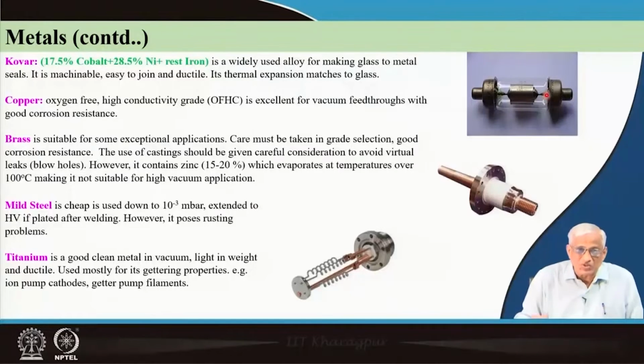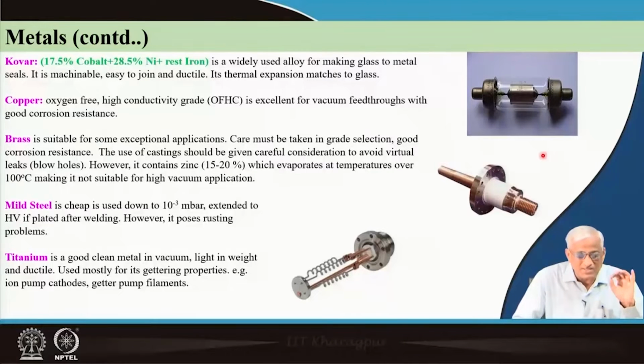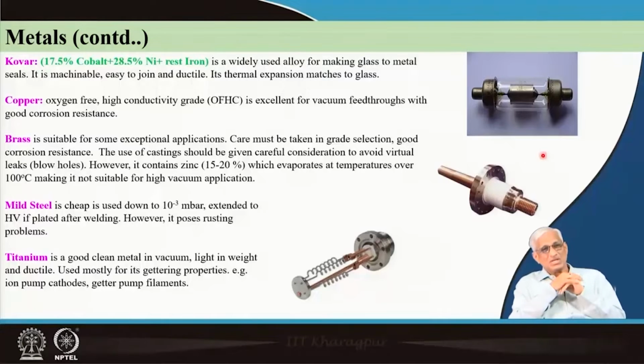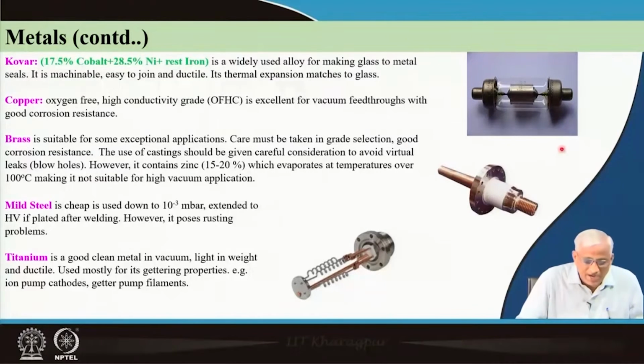Anyway, in such applications you require a combination of Kovar, copper, stainless steel, glass etc. Brass is good, but it contains some blowholes first of all, and brass contains zinc. Unfortunately, below 10 power minus 3 torr, zinc evaporates, zinc sublimes I would say. So this is a nuisance. If you want to use brass below 10 power minus 3 millibar, it is not allowed. Instead of acting like a chamber, it will start acting like a degassing source, which is bad. Particularly if you are crossing 100 degrees centigrade.